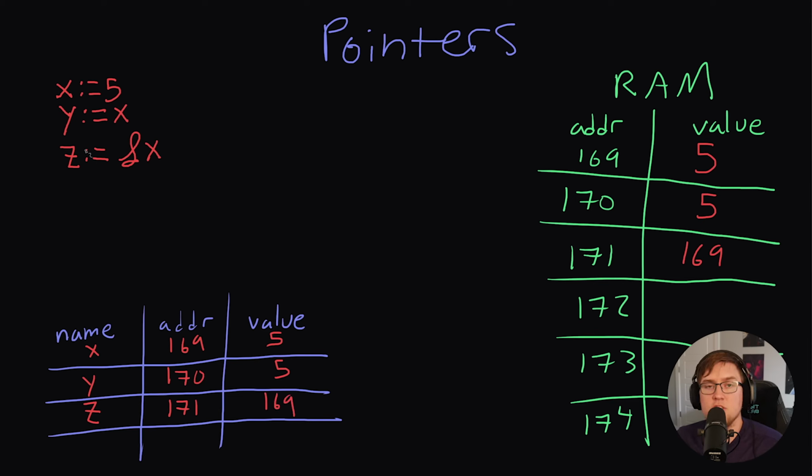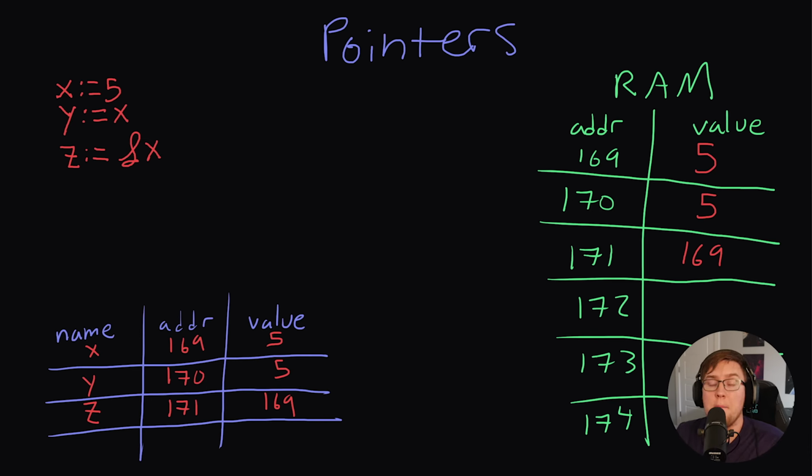And z is going to be a pointer type. So the way the Go programming language works is it knows that z is effectively pointing to the value 5, right? Because its address is 171, which stores a pointer to 169. So we can look up the value 5 at address 169. So what this means is if we update the value that z points to, under the hood, we're updating x.